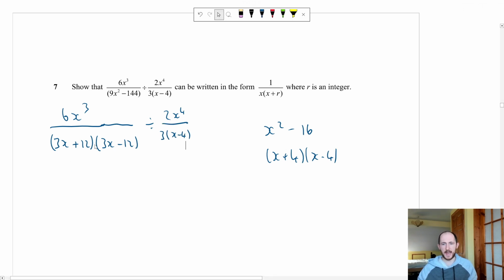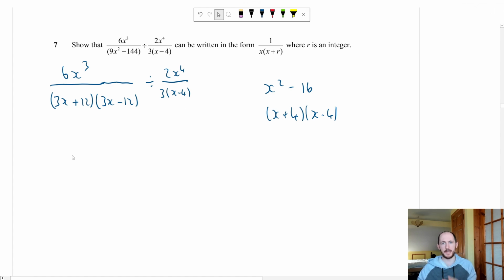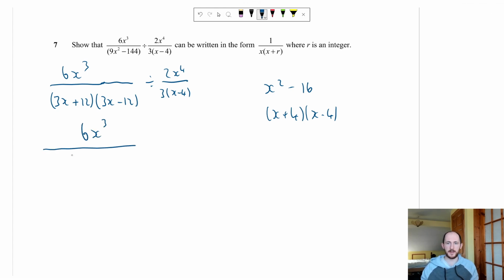If I have a look at this, I can actually factorize out a 3 from both of these brackets. So this is where the factorizing might get a bit tricky. So I'm going to do it in 2 steps, but normally I would do it in 1. So 6x cubed. I'm factorizing out a 3 from the first bracket, so 3 times (x plus 4). Factorize the 3 from the second one, I get 3 again, (x minus 4). I'm actually going to do the keep flip change, so we're going to change it to a times, and then we're going to put 3x minus 4 like that, over 2x to the power of 4.